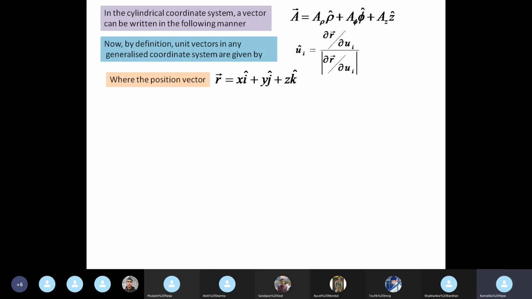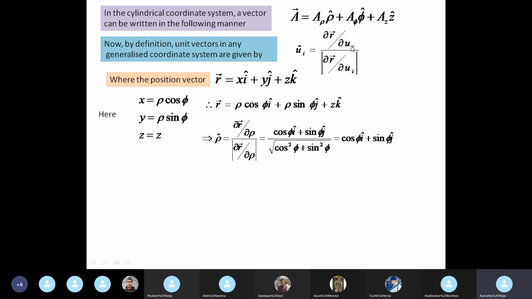Where r of course is the position vector in the Cartesian system given by x i cap plus y j cap plus z k cap. Now in the cylindrical system we know that x is rho cos phi, y is rho sin phi and z is z. No change in z. So we can write r in terms of the cylindrical parameters as rho cos phi i cap plus rho sin phi j cap plus z k cap, where I have used the values of x, y and z in terms of rho and phi.